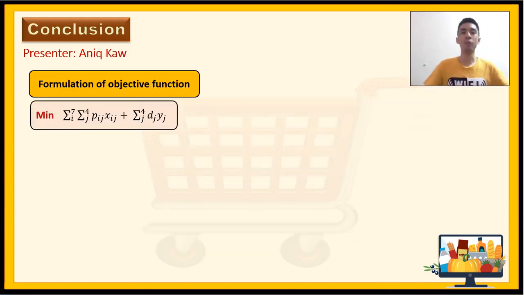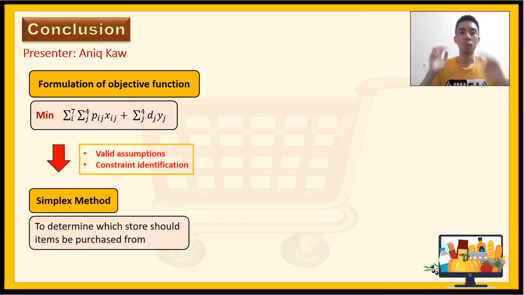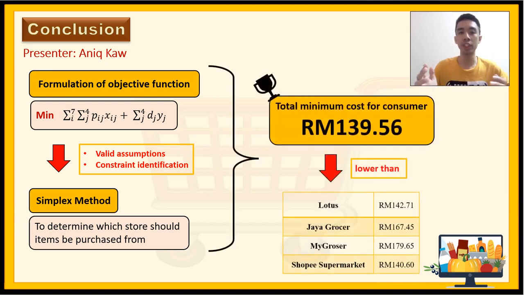In a nutshell, we fulfill our 3 objectives. Firstly, to formulate the objective function in minimizing the total cost of goods and delivery fee based on this formula. Secondly, with all valid assumptions made and identification of constraints, we used simplex method to determine which store should items be purchased from. And lastly, via optimization, we managed to obtain a total minimum cost of 139 ringgit and 56 cents for the consumer, even lower than purchasing all items from a single store.